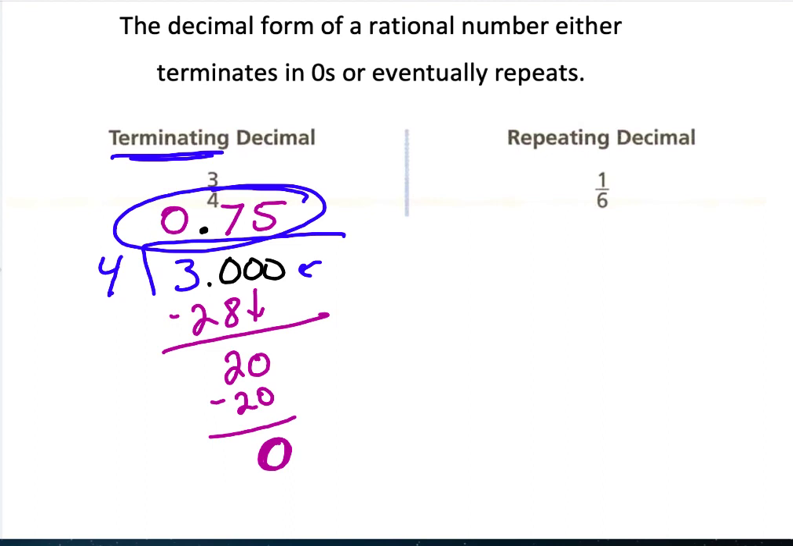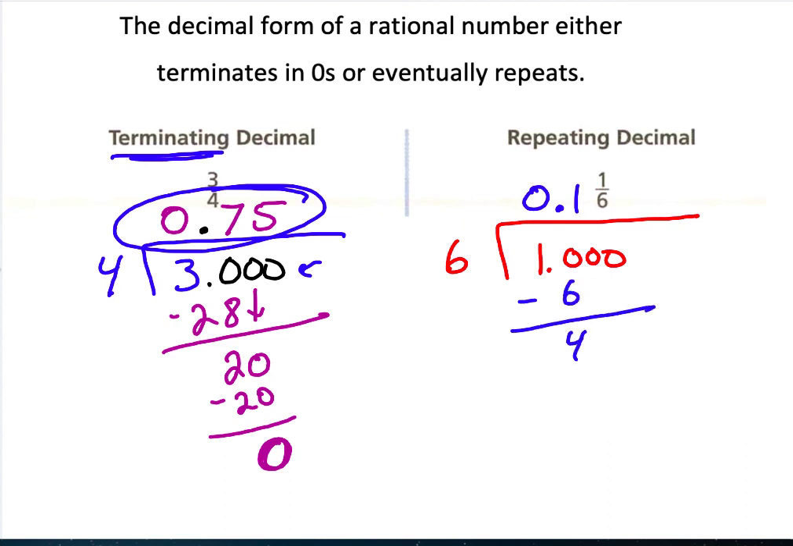So I get 0.75. It's a terminating decimal. Last one, 1/6. So I'm going to put my 1 on the inside, my 6 on the outside, and I'm going to add my decimals. 6 goes into 1 0 times. 6 goes into 10 1 time, which is 6. Subtract, I get a 4, and I bring down my 0.